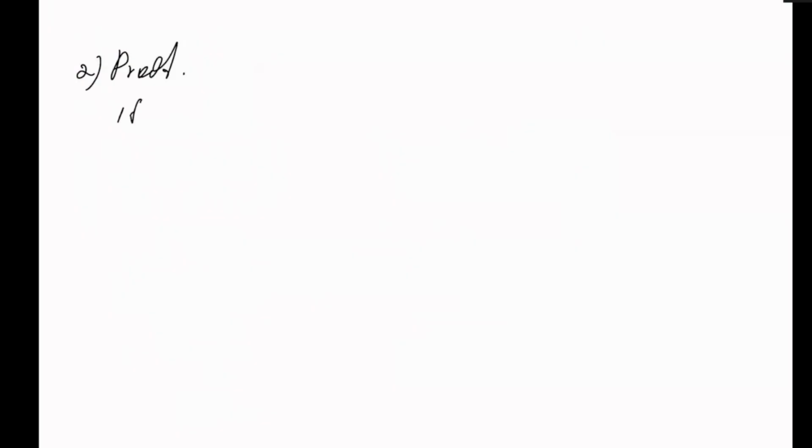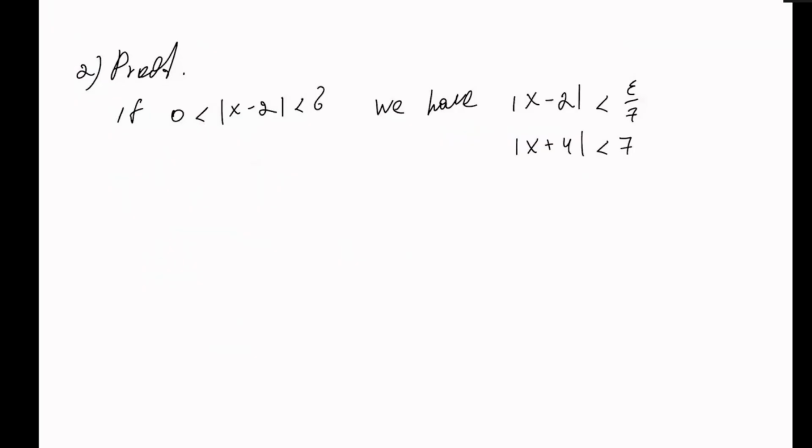So we start with if 0 < |x - 2| < delta, we have |x - 2| < epsilon over 7 and |x + 4| < 7. Okay, so |x - 2| < delta. This is where we start. Now we start building up on that.